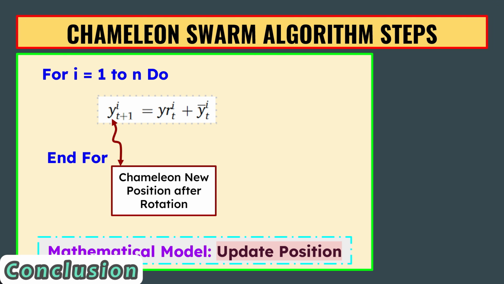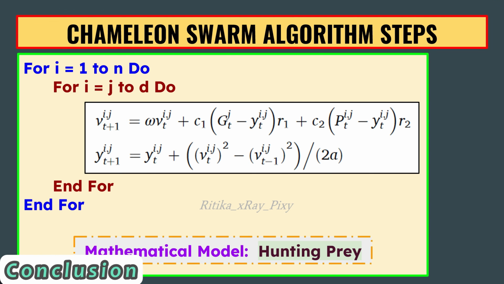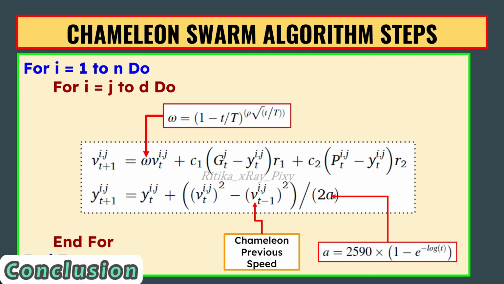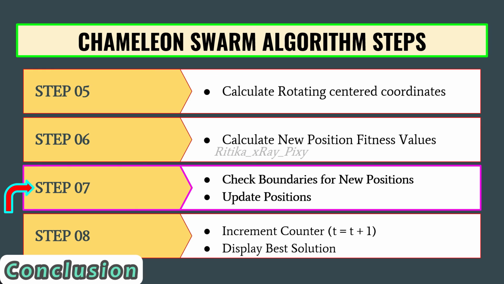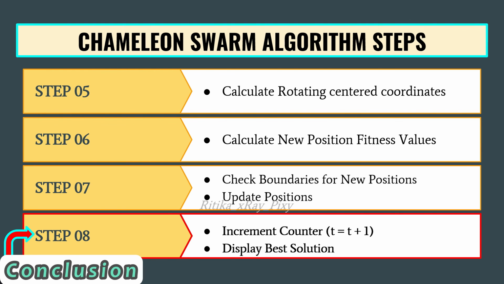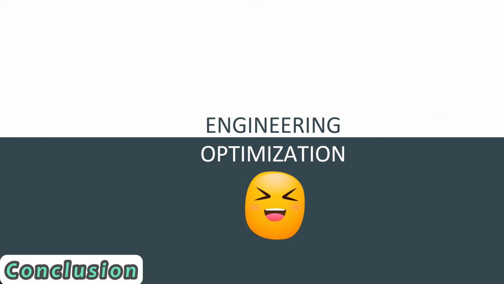We will search and update the position according to the search. We will update the position of the agents in the search space, and then we will start the hunt. For the hunt, calculate the velocity, then in the current position add the new calculated velocity and update the position. And here, when the position is updated, we will calculate the new position fitness value, and after that we will check whether the new solutions are within the bounds or not. And final update, increment the counter, repeat the loop, and display the best solution that you found in the last iteration.